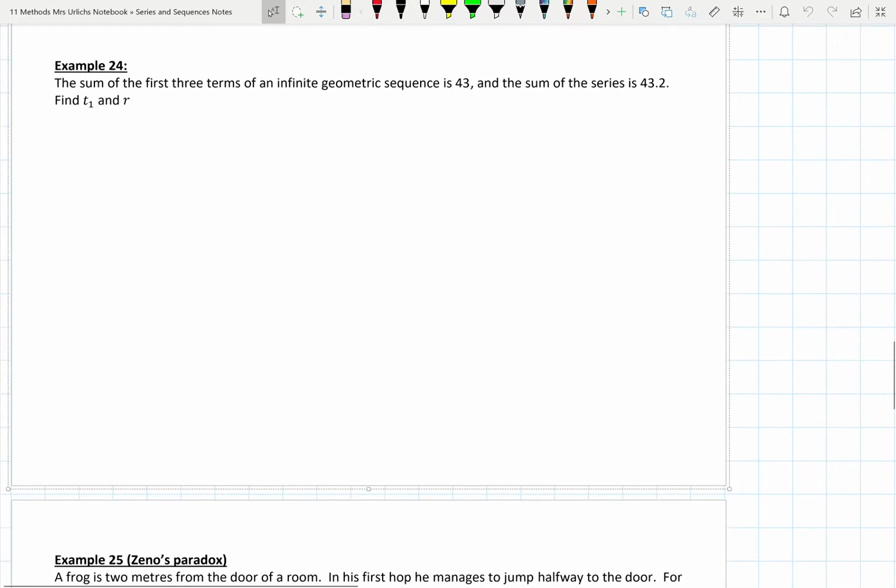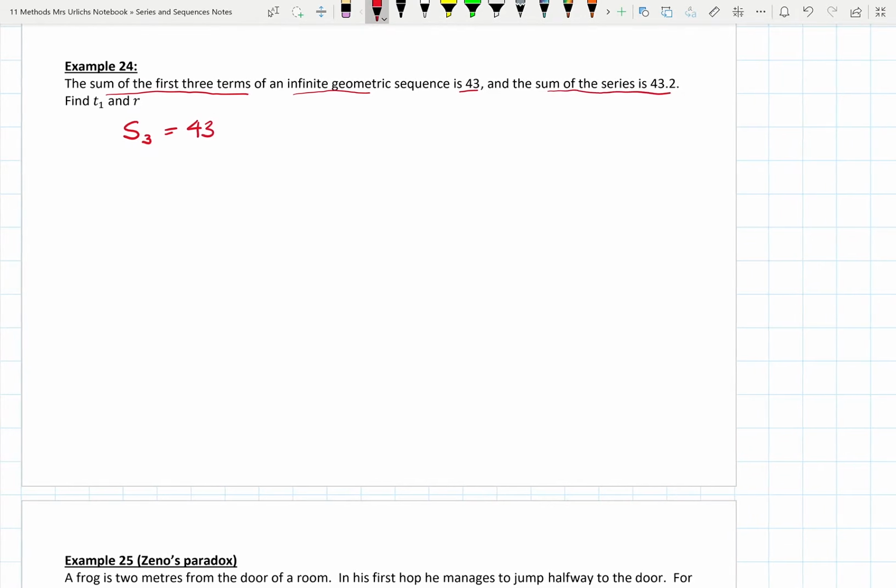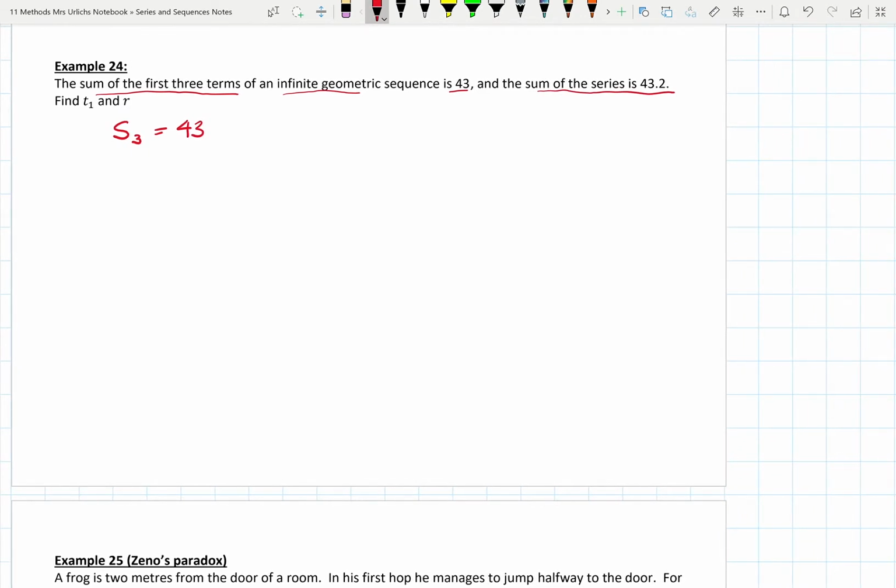Example 24 has given us two pieces of information. The first one is that the sum of the first three terms of an infinite geometric sequence is 43. So that means S3 equals 43. And the sum of the series is 43.2. Notice that no endpoint is listed, it's just the sum of the series. And so that means that the sum to infinity is 43.2.